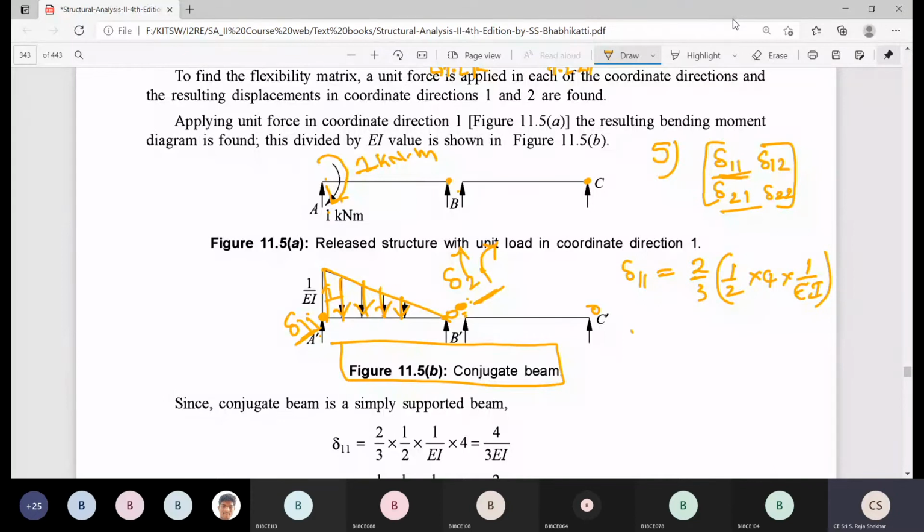So how to get the delta 2 1? Delta 2 1 will be equal to the coefficient for the calculation of delta 2 1. This is 1 by 3, 1/3 of the area of this triangle. Area of this triangle is half into base into height. So this is the delta 2 1.